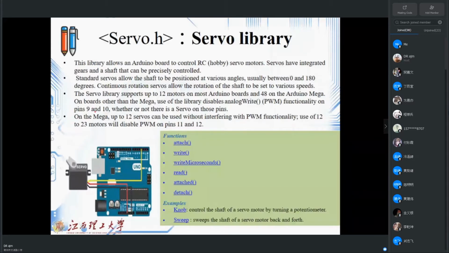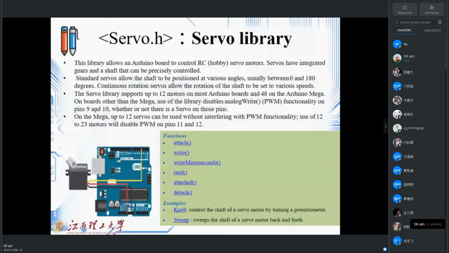The second thing regarding this library is that there are some functions already made inside of this library: attach, write, writeMicroseconds, read, attached, and detach. These are the functions, about 6 functions they made.